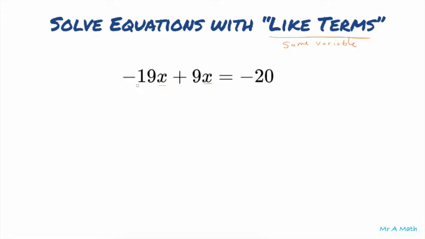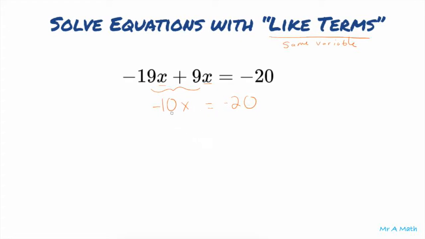to it. So if I have negative 19x's and I add 9x's to it, well, negative 19 plus 9 is just negative 10. So I have negative 10x after I combine these like terms. And that's equal to, and negative 20 just kind of sits here because there are no like terms to combine it with. And so that leaves me with an equation: negative 10x equals negative 20.